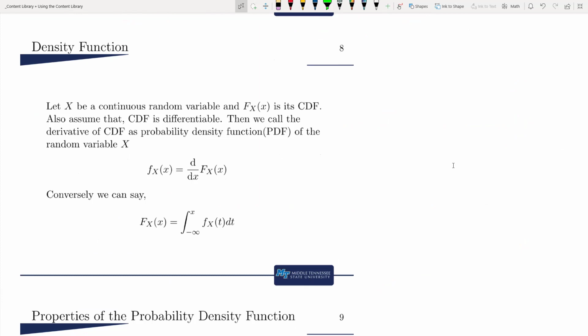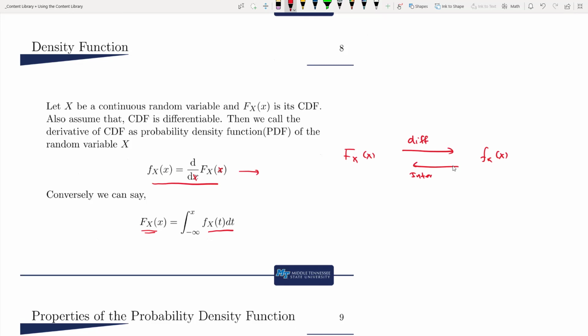Now, when you have a CDF, you can always define density functions. So here you can see how the density function is defined. If you know the CDF, you differentiate with respect to x, and then you get the density function. If you know the density function, you can integrate and you can get the CDF. So basically, you have CDF and PDF. You can get the PDF from the CDF by differentiating, and you can get the other one by integrating.